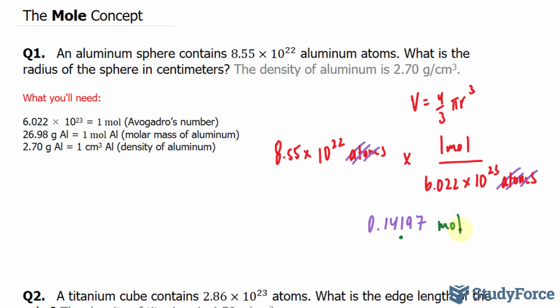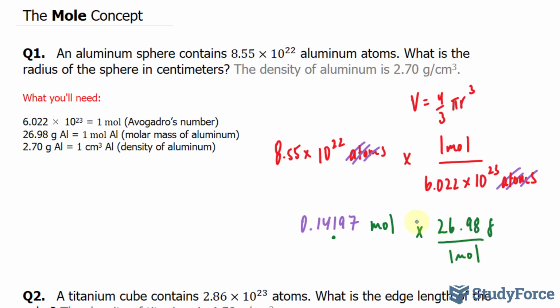The next thing that I want to do is use the atomic weight, or what we call the molar mass, to find out the number of grams. The reason why I want the mass, the number of grams, is so I can use the density of aluminum later on after this calculation to find out the volume. So let's start by using this relationship, and I'll multiply this number by 26.98 grams over 1 mole.